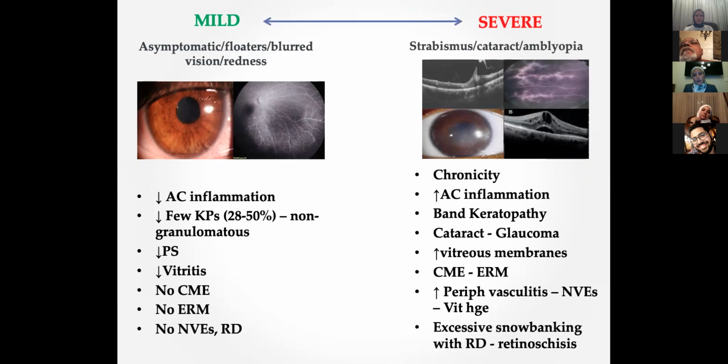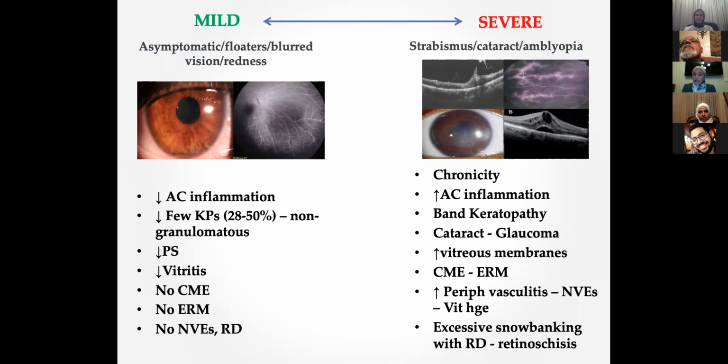Whereas the other end of the spectrum is also visible, and we sometimes see it in practice, where the child presents late with strabismus, cataract, or amblyopia, and the disease is more chronic with more severe inflammation anteriorly, resulting in band keratopathy, cataract, and glaucoma, and more posterior segment complications, the most serious of which and the most common cause of diminution of vision in these patients is the macular edema.